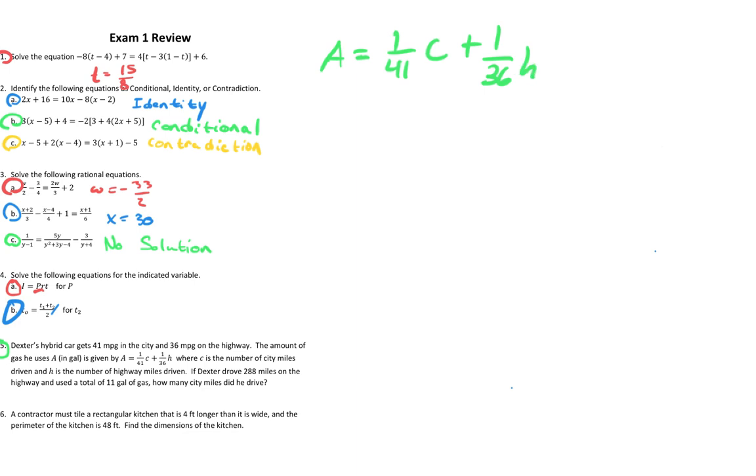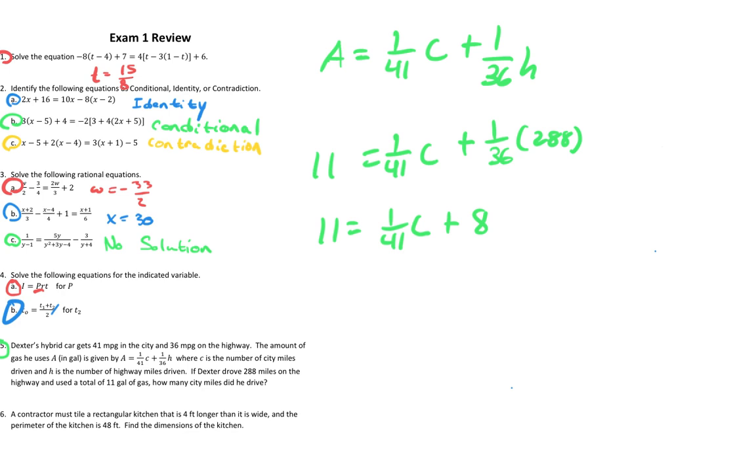Awesome, and now we're going to replace things that we know. So the first number that we're given is 288 miles on the highway. And the only other bit of information is that we know that they used 11 gallons of gas. So now with that, we can simplify, which 288 divided by 36 should be 8. Now we are going to subtract 8 from both sides, giving us 3 is equal to C over 41. To get that 41 out of the denominator, we're going to multiply both sides by 41, which should give us 123 is equal to C.